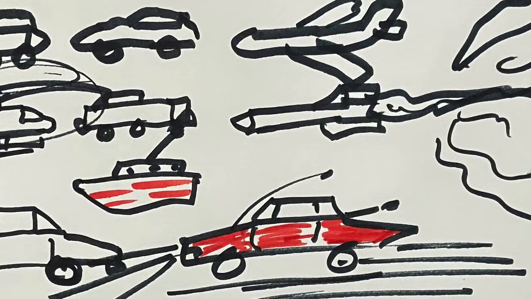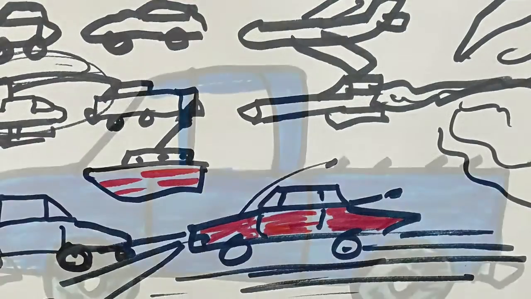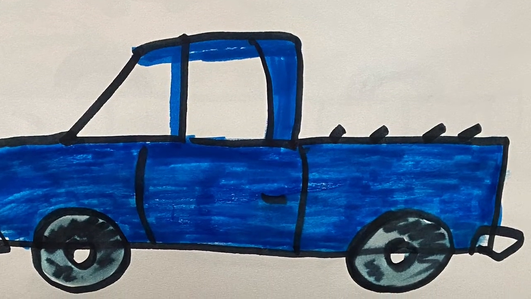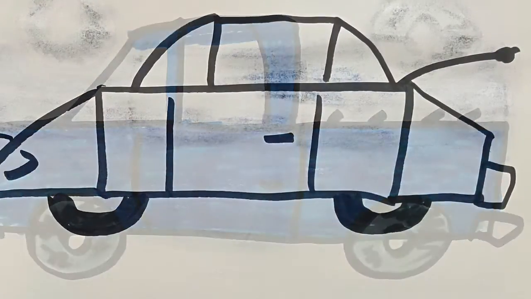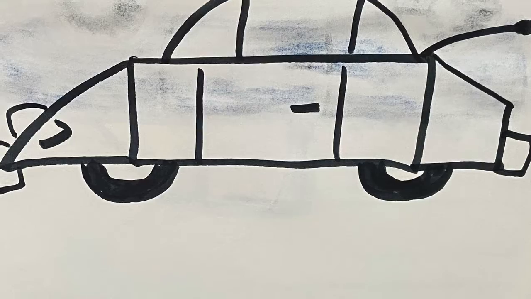Hello everyone, today we are drawing different types of cars and trucks and vehicles with simple shapes. Here's a truck with rectangles and a triangle for the front windshield, circles for tires. Here's a water car, there are rounded shapes and rectangles.